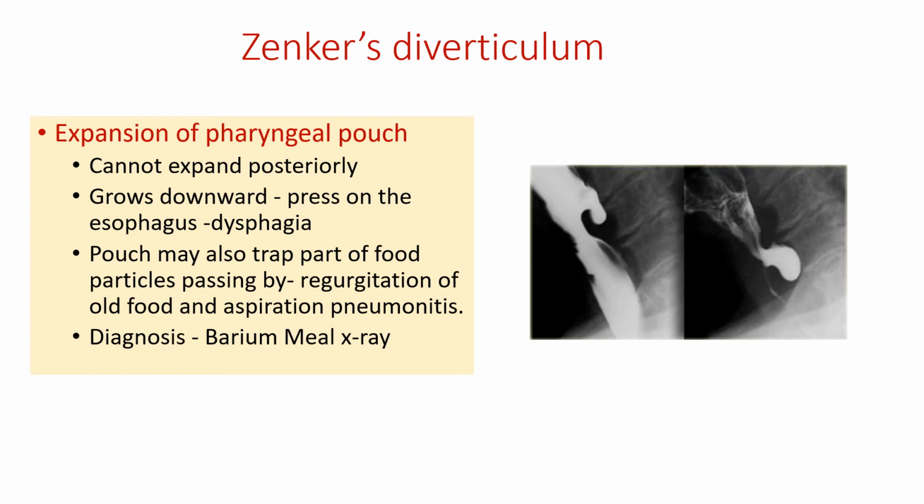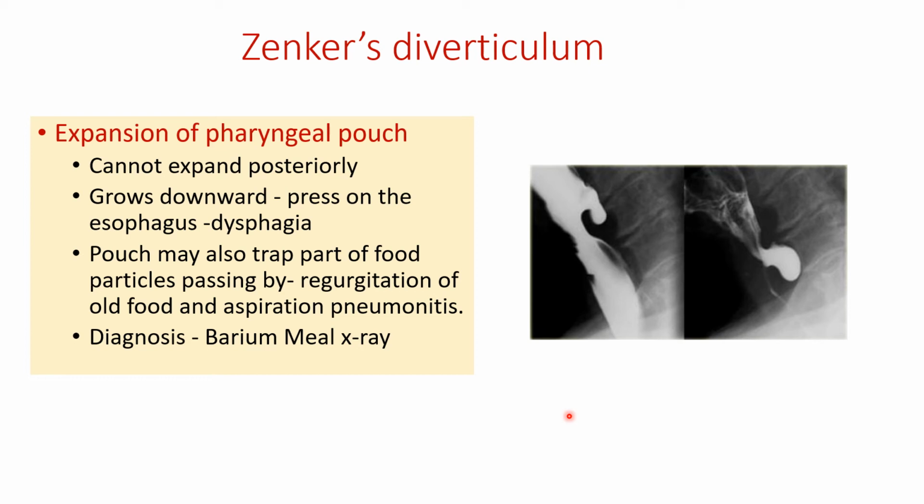Here you are seeing the barium meal X-ray showing the expanded pharyngeal pouch, that is the Zenker's diverticulum. You can see it in this picture, and here also. And you can see the vertebral column behind. So this Zenker's diverticulum cannot extend posteriorly because of the presence of the vertebral column, and it will grow downwards and press on the esophagus, resulting in difficulty in swallowing, that is dysphagia.